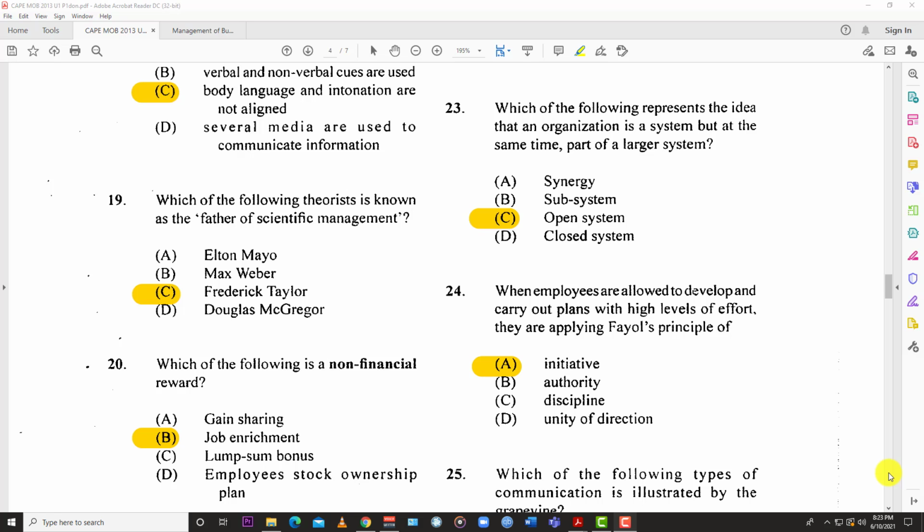Alright, so we cut off at 22 last time. So we're going from 23 all the way up to the end, 45. So let's just jump into it one time.